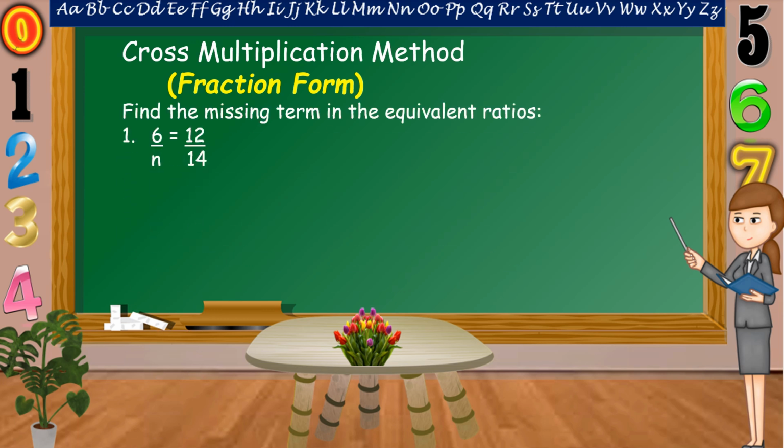For example, 6/n is equal to 12/14. So let's cross multiply. 6 times 14 is equal to 84, and 12 times n is equal to 12n. Why is the answer 12n? It is because if we multiply a number and a letter, we put them together. We write first the number before the letter. So 12 times n is equal to 12n.